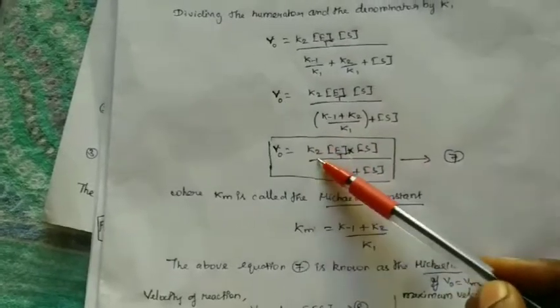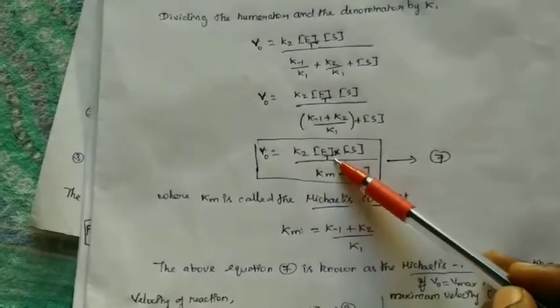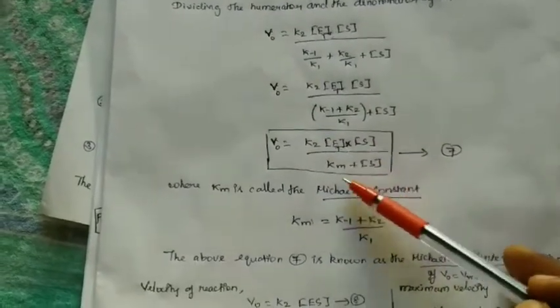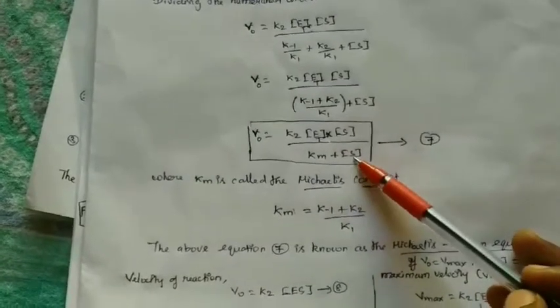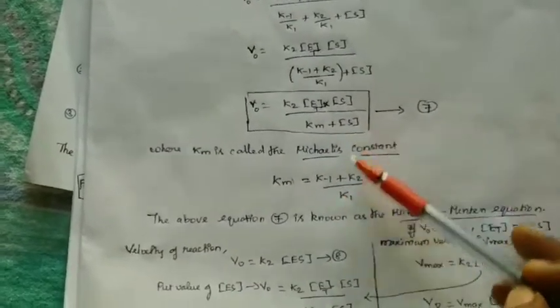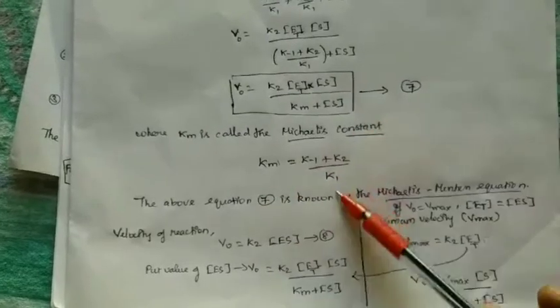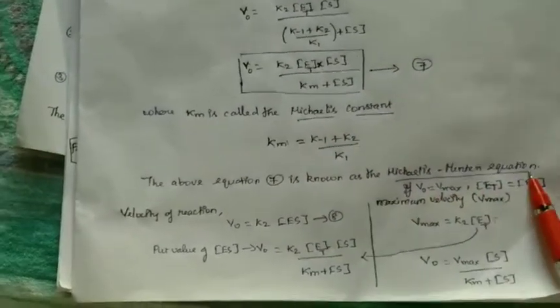Here, (K-1 plus K2) divided by K1 is what we call Km. So Km is the Michaelis constant. I am writing this value as Km. So V0 is equal to K2 into total enzyme concentration into substrate concentration divided by Km plus substrate concentration. Okay, so the above equation 7 is known as the Michaelis-Menten equation.